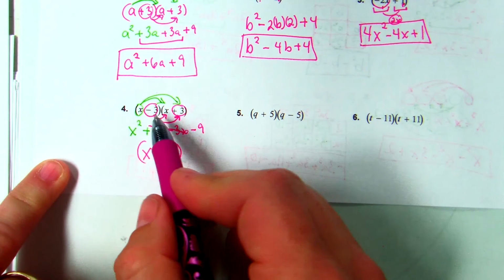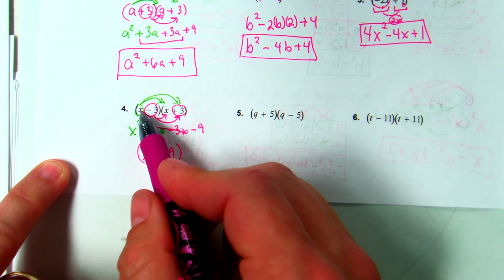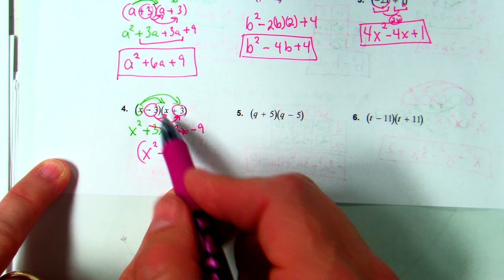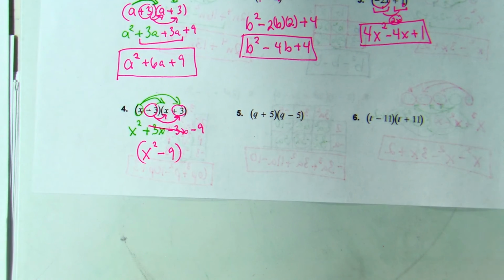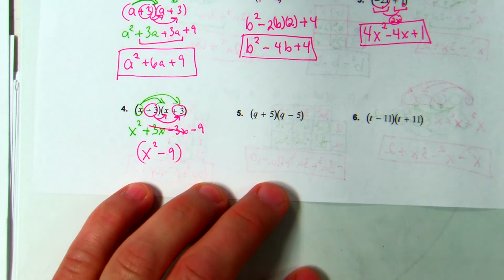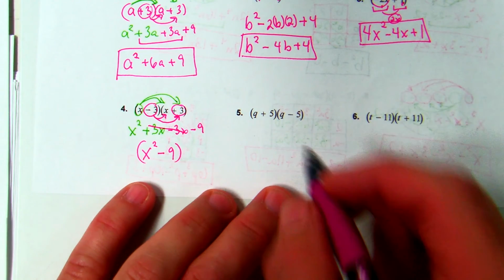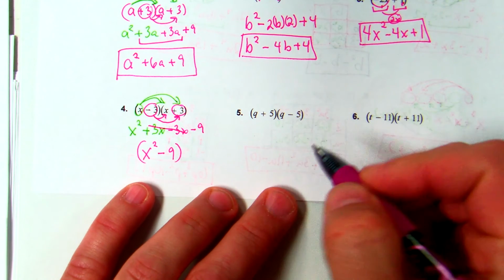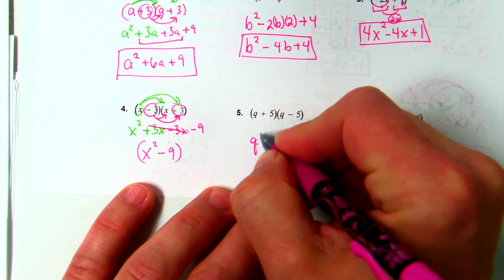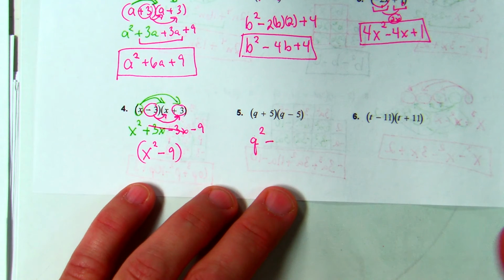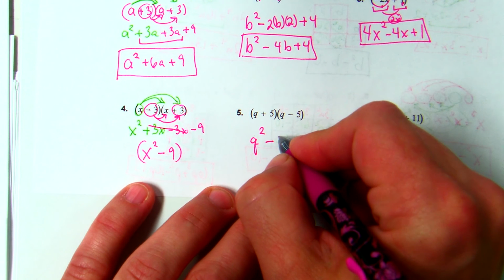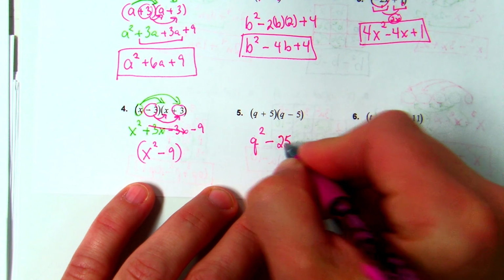Or if you think about this again, we'll have the first term squared minus the last term squared, and that's it. The middle terms cancel. So number 5, remembering that rule, what's this one going to be? Q squared minus the square of the last one, which is 5 squared, so we'll have 25.